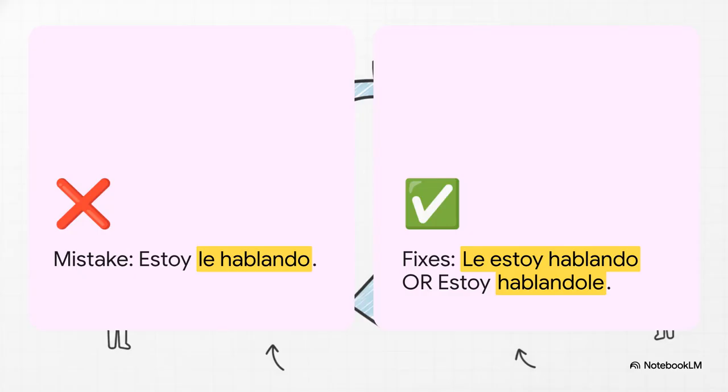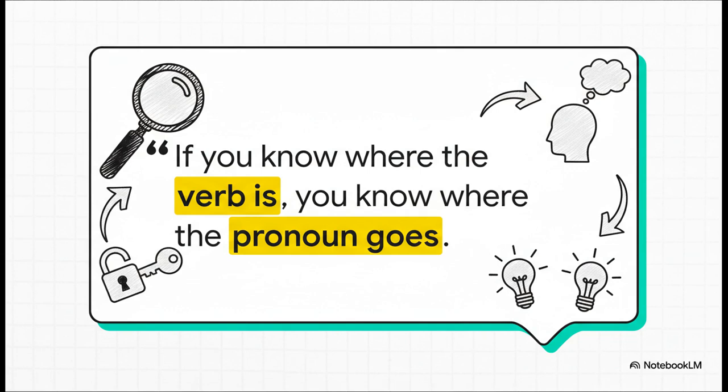Next up, estoy le hablando. Uh-oh, we've got two verbs, and that pronoun is stuck right in the middle. That's a no-go. So what are our two correct options? Exactly. We can move it before the whole thing, le estoy hablando, or we can attach it to the very end, estoy hablándole.